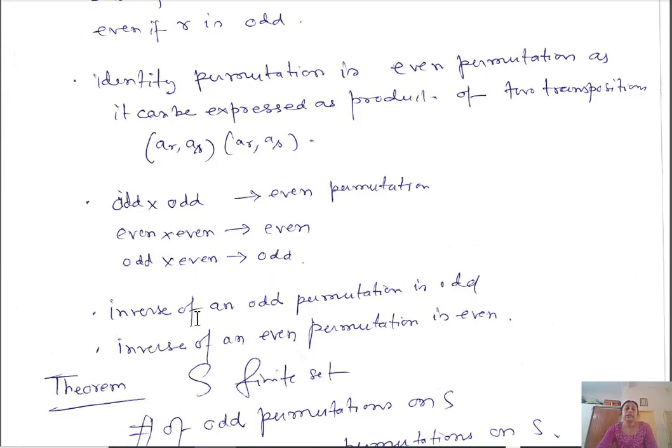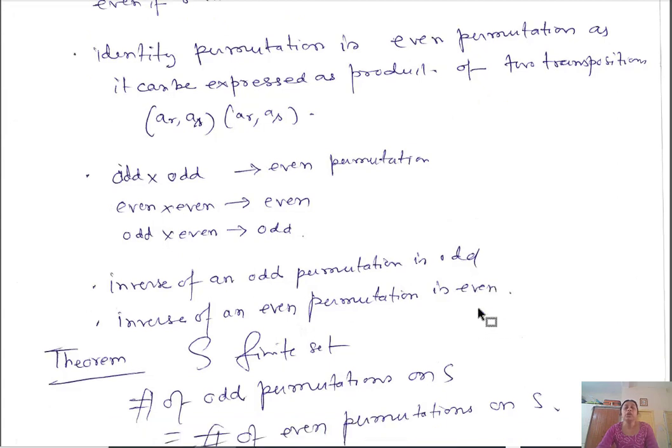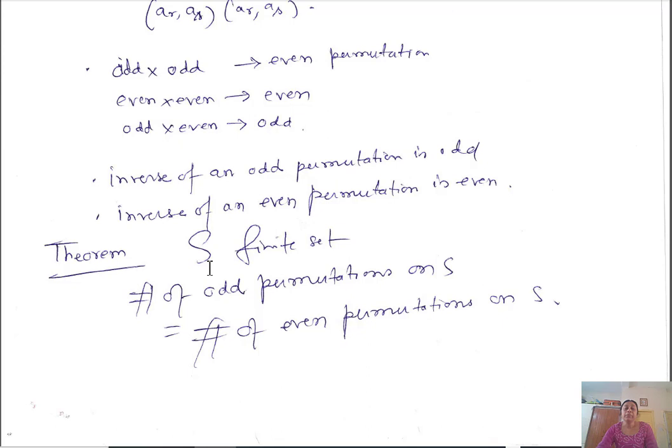Also, this is a fact: the inverse of an odd permutation is also odd, and the inverse of an even permutation is even. So here is your theorem, which I am just stating without proof. Suppose S is a finite set. Then the number of odd permutations and the number of even permutations will be equal. If the order of the set is n, you will get n factorial over 2 even permutations and n factorial over 2 odd permutations.